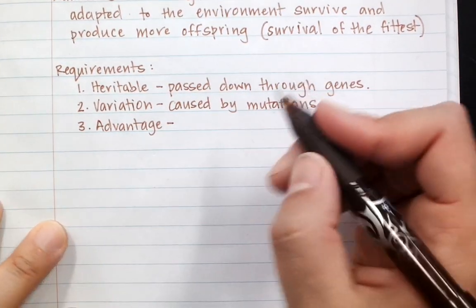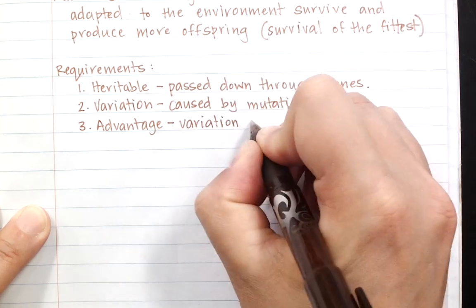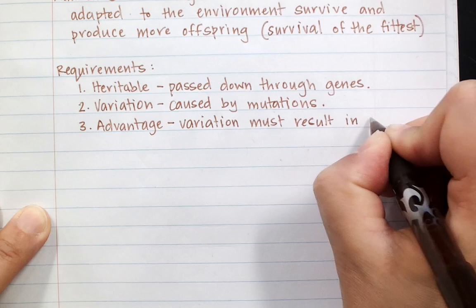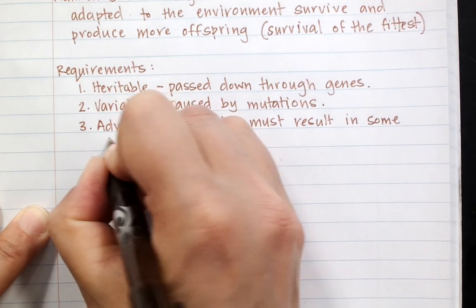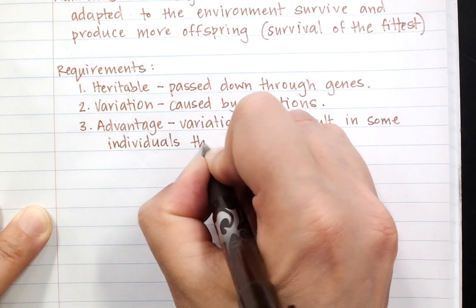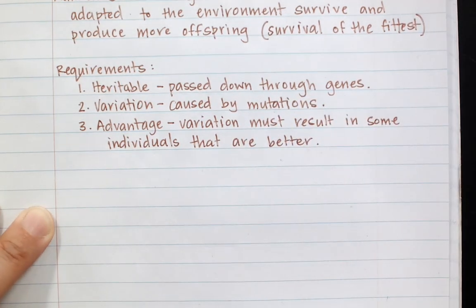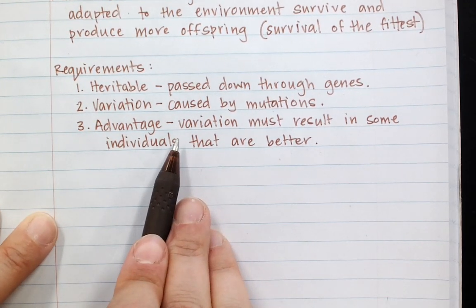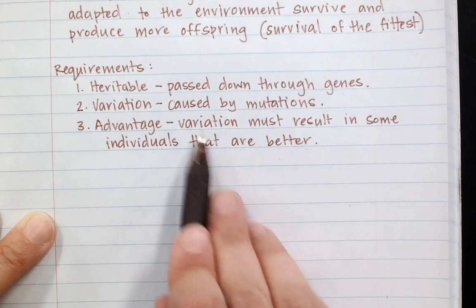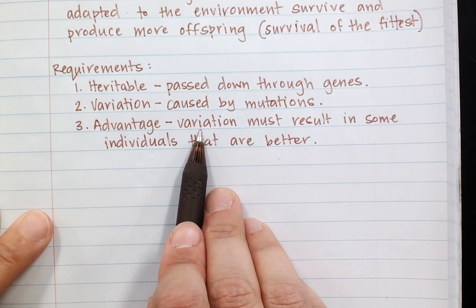So this variation must result in some individuals that are better. If the variation isn't resulting in some individuals that are better suited to their environment, then that variation is not going to be acted on by natural selection. So we're not going to have an increased survival.